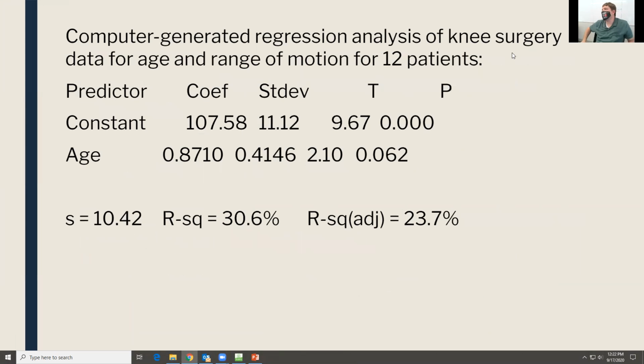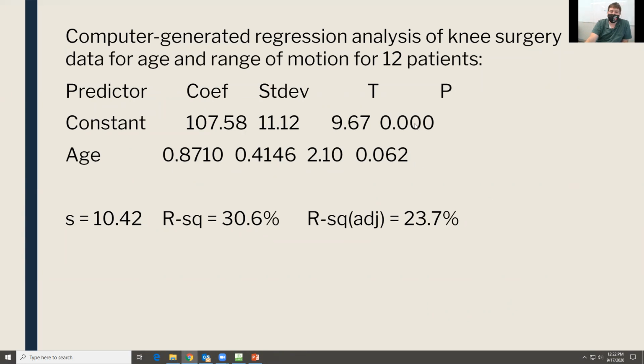What if we get a computer-generated output like this? I've run all sorts of data on the knee surgeries and the age and the range of motion of patients. For these 12 patients, I put it all into my fancy computer program and out spits this report. This is a very common report you'll see in a lot of statistics analysis. From this computer-generated report, we want to be able to pull off the important numbers in order to make our equation.